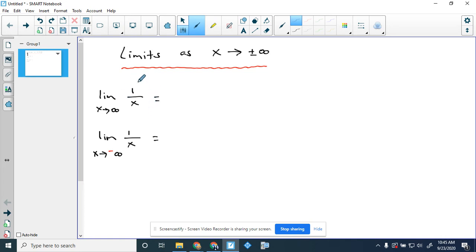So what do you think the limit of 1 over x as x goes to infinity is? Maybe take a second, pause the video, and write down what you think the answer is. Hopefully, when you come back, you say that the answer is 0.